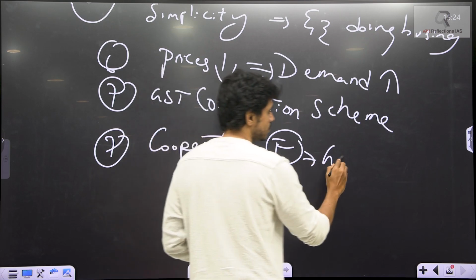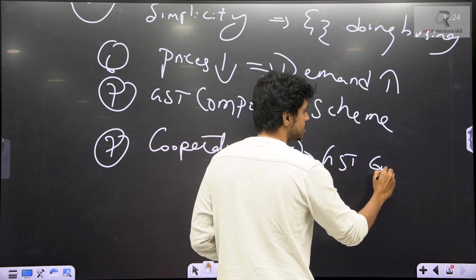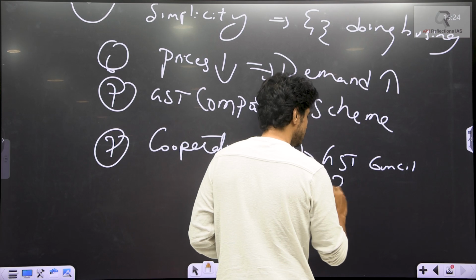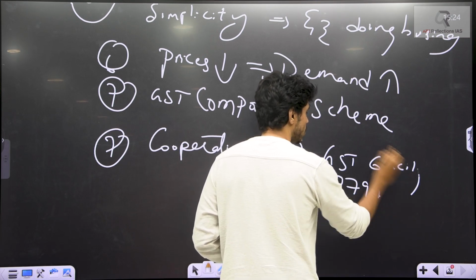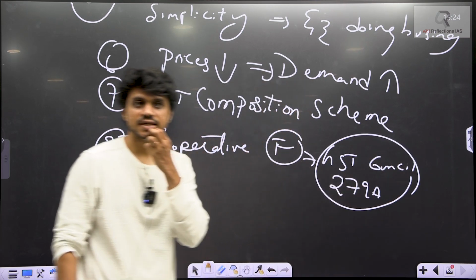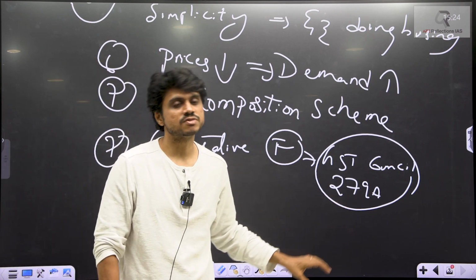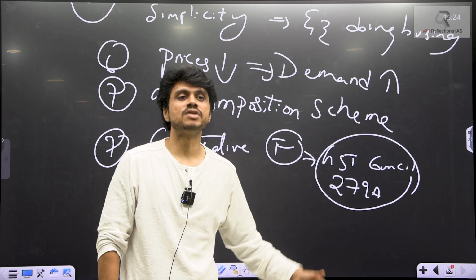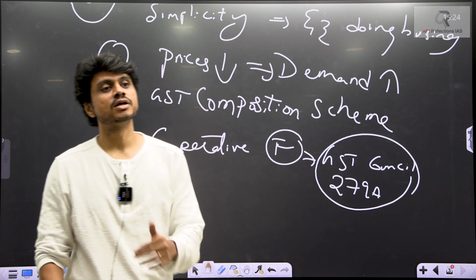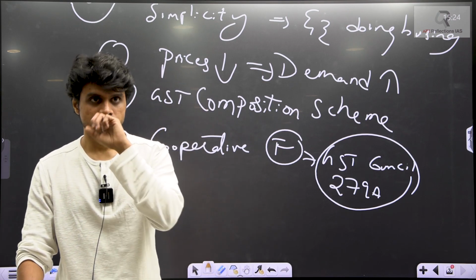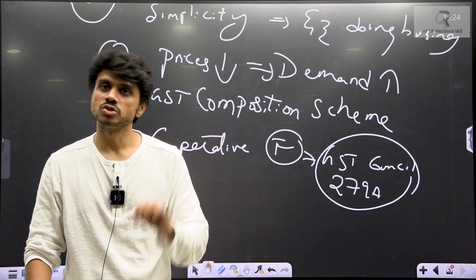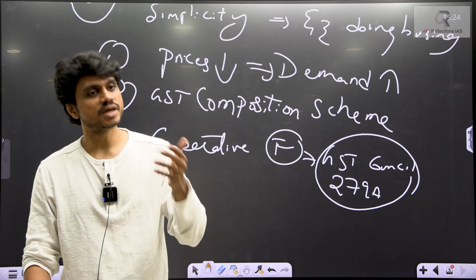GST Council, Article 279A. Constitutionally, one body has been created. Here, it is chaired by the Union Finance Minister. State Finance Ministers also participate, and they discuss what the taxation rate should be on different things. How much tax has to be imposed? Should we lower the tax? Should we make any kind of reforms?